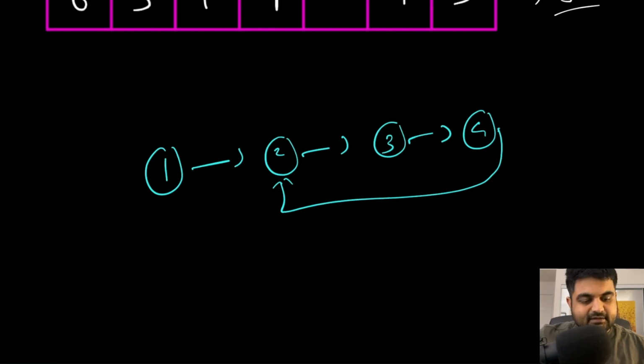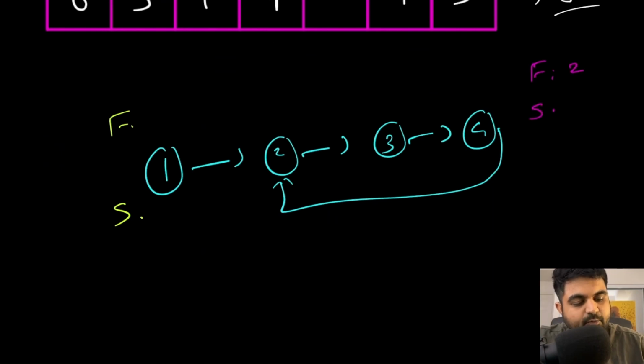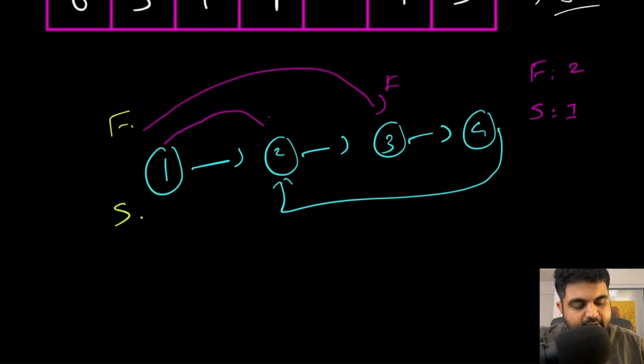The idea for a typical linked list is that you start with a fast pointer and slow pointer both at the same location. Fast pointer is going to do 2 jumps at a time. Meanwhile, slow pointer is only going to do 1 jump at a time. So during the first iteration, fast pointer is going to end up over here. During the second iteration, slow pointer is going to end up over here.